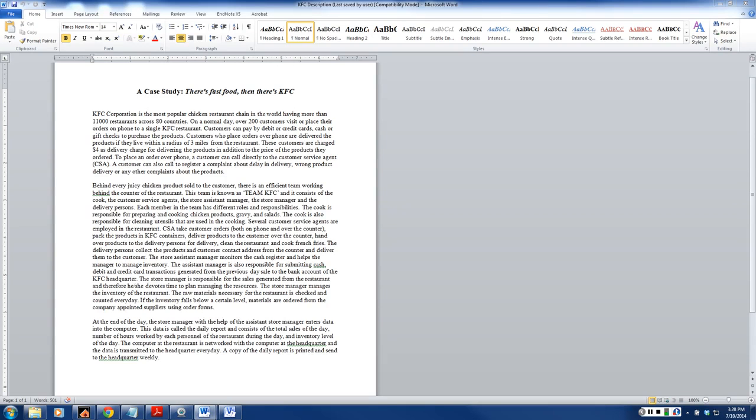Okay, so we start with the KFC case. It talks about certain operations in KFC, what are the people who work there, how the things are developed to create different kind of products which are sold. So you have to read this case carefully before you start preparing the ERD and preparing the star schema from it. So the first thing that we do is try to come up with a list of entities, and we start with that.